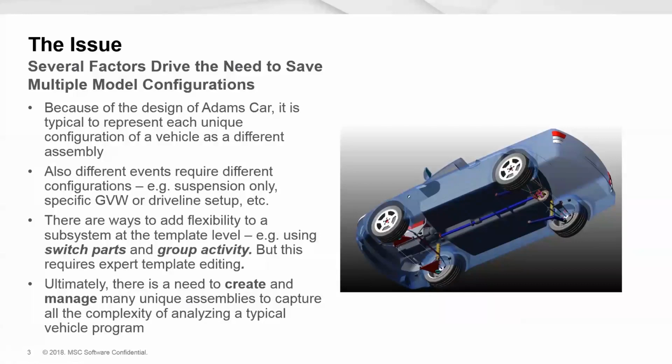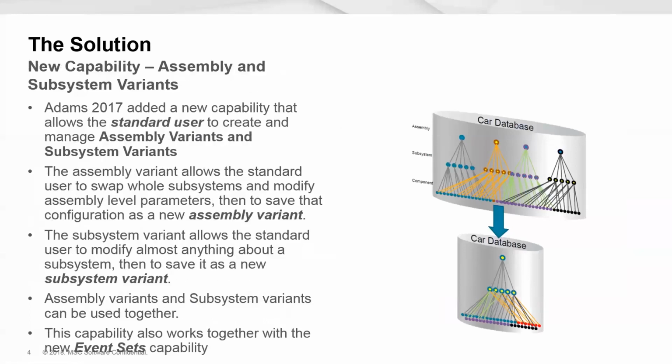Now, within Adams Car, there have always been ways to add flexibility to a subsystem at the template level. For example, you could use switch parts, or something called group activity together with switch parts. But this is something that requires expert template editing. Ultimately, when analyzing vehicle programs, we've always had a need to create and manage many unique assemblies to capture all of the complexity that's required when you're analyzing a typical vehicle program in Adams Car. So we have developed a solution that should help with this issue.